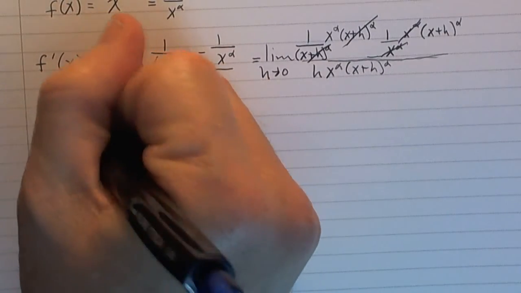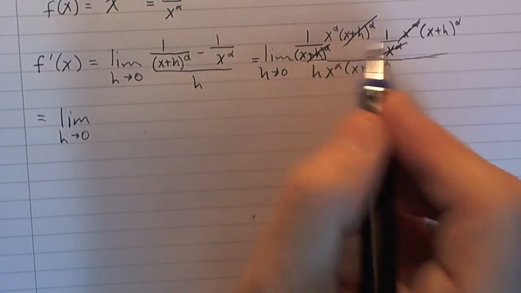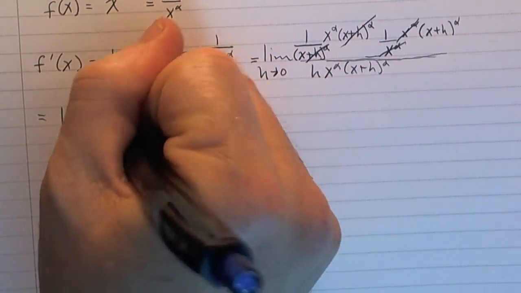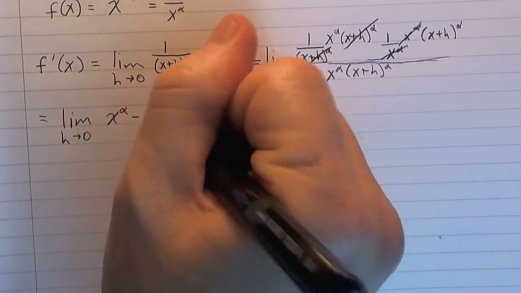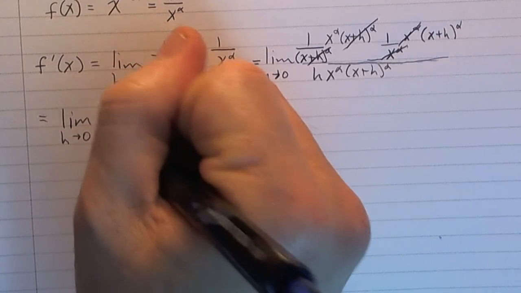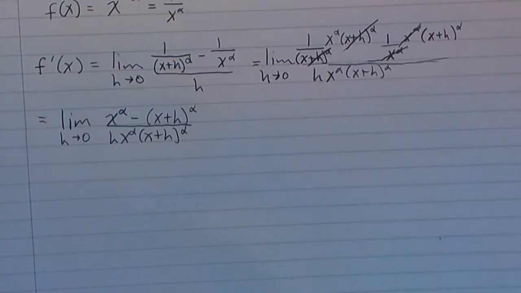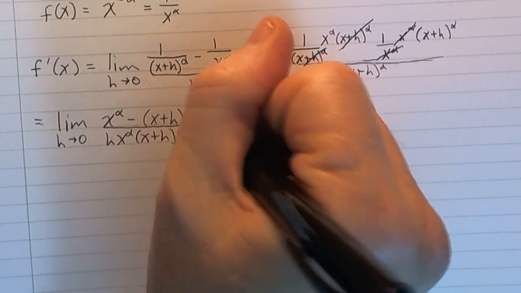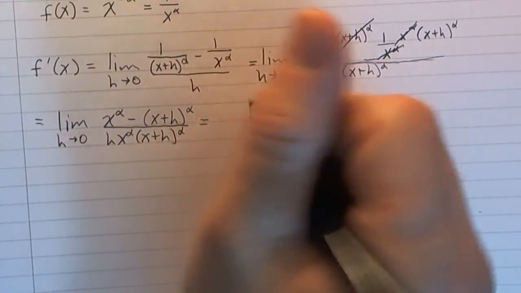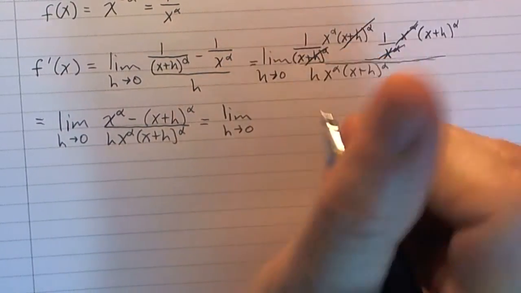What I'm left with is the limit as h goes to 0, and let's see what happens here. I've got x to the alpha, see right there, minus x plus h to the alpha over h, x to the alpha, x plus h to the alpha. Now, if we expand this out right here, notice what we're going to get. We're going to get the limit as h goes to 0, and I get this.